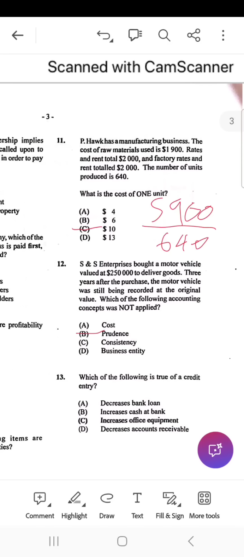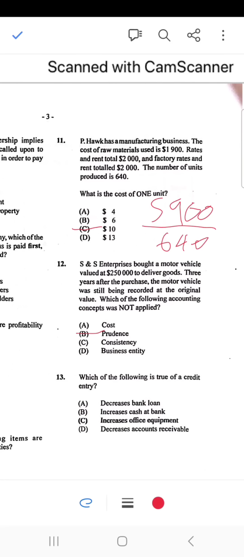Number 13. Which of the following is true of a credit entry? Decrease bank loan? Nope. Increase cash at bank? Nope. Increase office equipment? Nope. Decrease in accounts receivable? Yes. When assets increase, you debit. When assets decrease, you credit. Accounts receivable is an asset and it's decreasing.